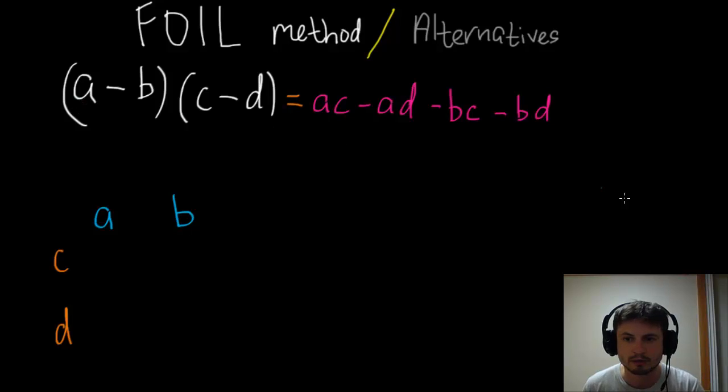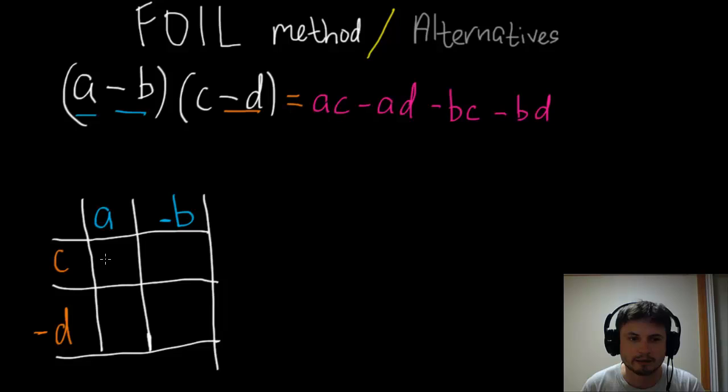A is in blue. I'm going to underline it right here. And the next letter is actually minus B, because there's a minus. This is minus B. Then we have our C, positive C, and we have minus D. So this right here is minus D. So let's make a table and let's try to solve this again.